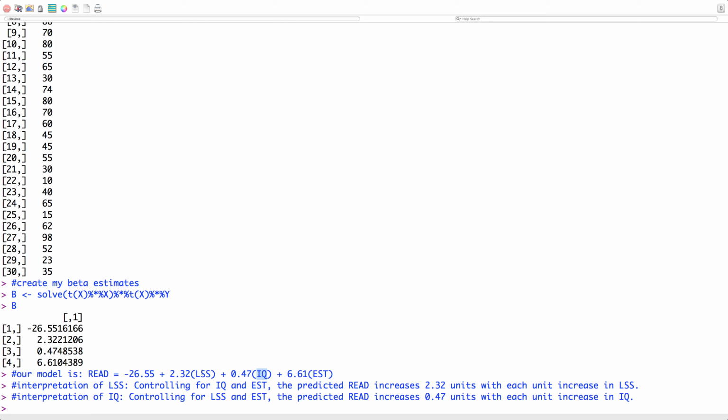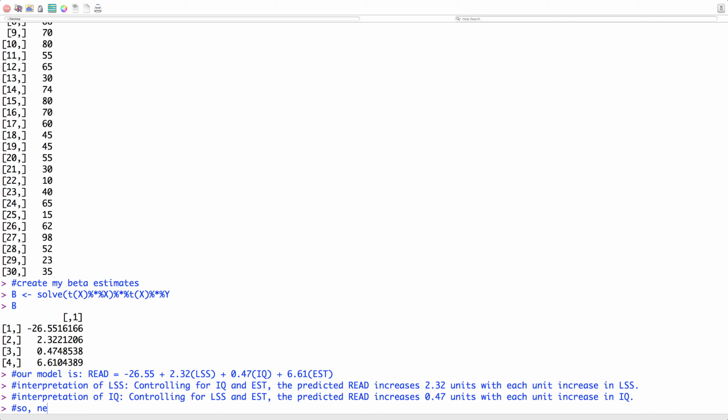So, but if we can think of the variation in LSS or EST or any of the combination of these, we want to put that variable in our model to control for it. Okay, the next thing we would want to do is come in and get our standard errors for our betas.